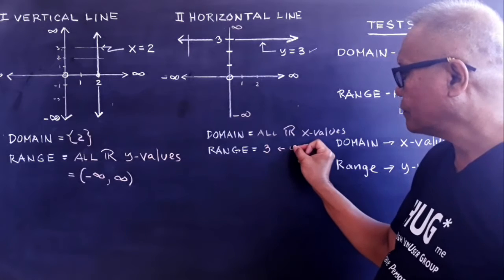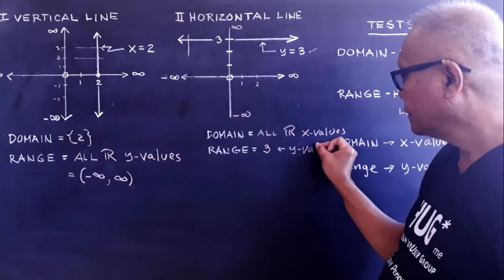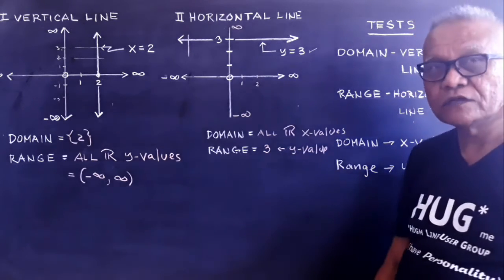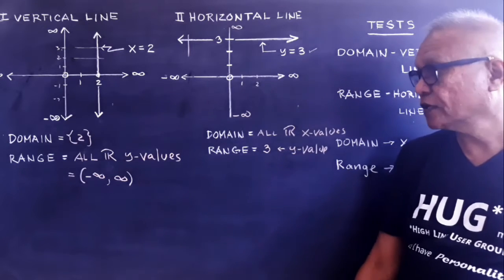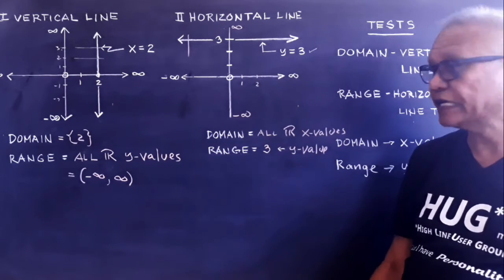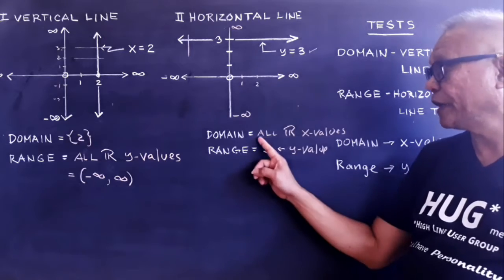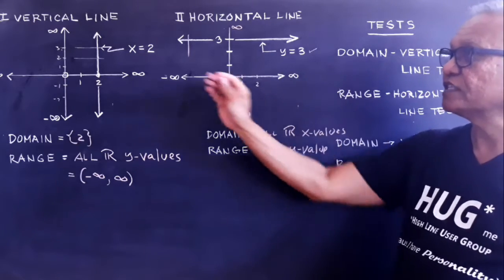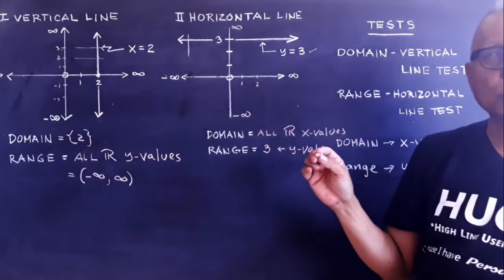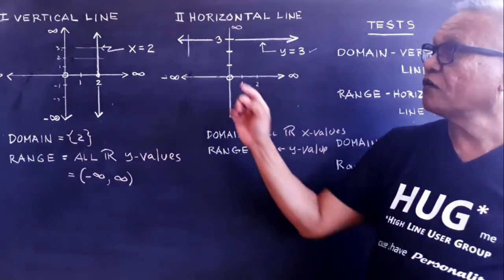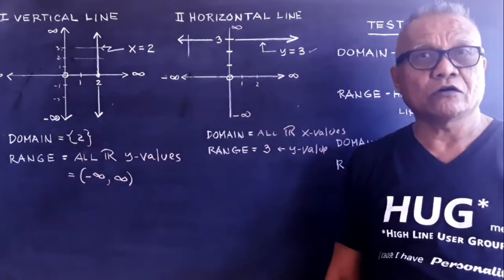This one is the y value. It's the y value only, 3. So our range for the horizontal line is only 3, and the domain is all real numbers. So we can see now the difference between the domain and range of a vertical line and a horizontal line.